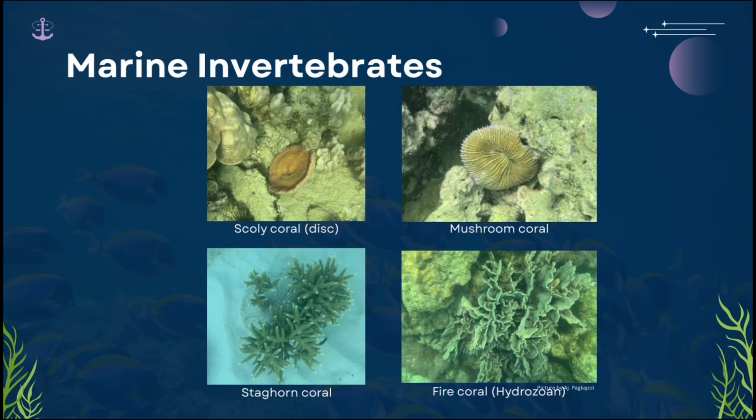And these are coral species observed around Samesan Island too, such as Scolymia coral, mushroom coral, staghorn coral, and fire coral. They are important reef-building organisms and support marine diversity.